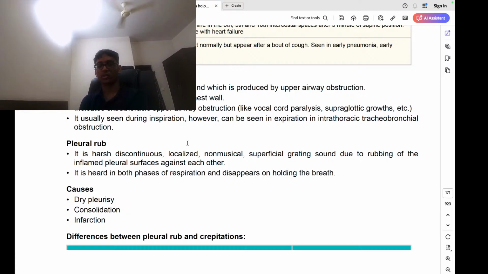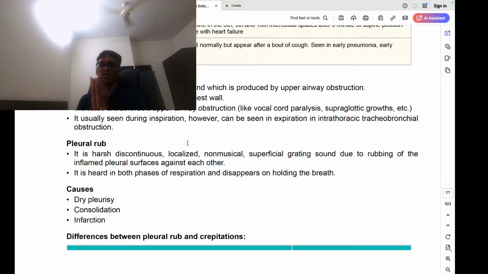Pleural rub. It is a harsh, discontinuous, localized, non-musical, superficial, creaking sound due to rubbing of the inflamed pleural surfaces against each other. It is heard in both inspiration and expiration, but it disappears on holding breath. Stridor is a low-pitched whistling or grating sound produced by upper airway obstruction, louder in the neck than in the chest wall.